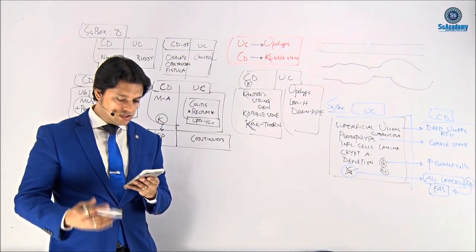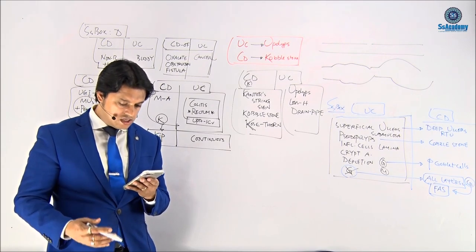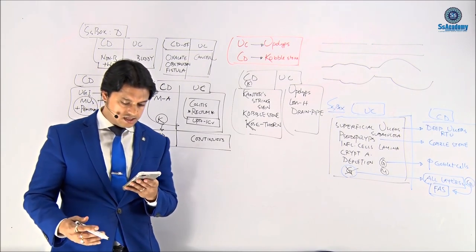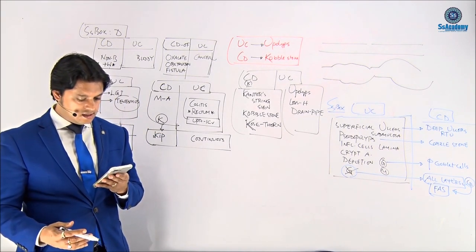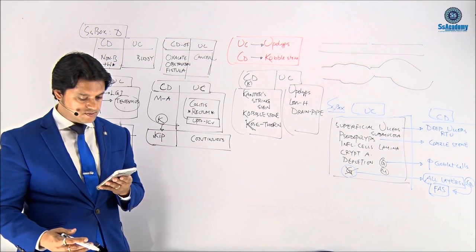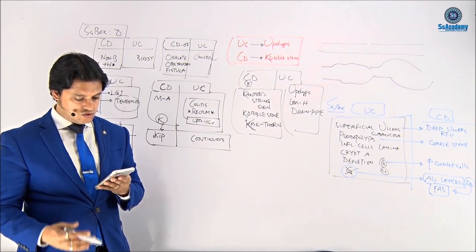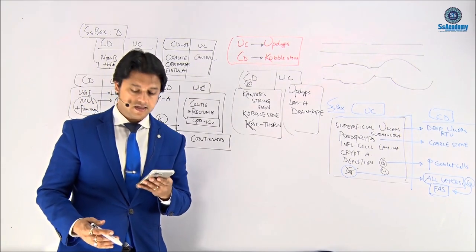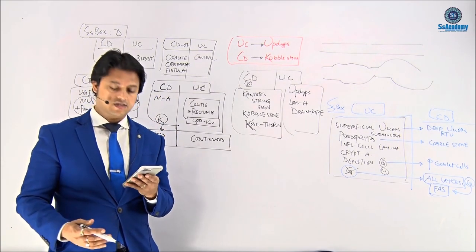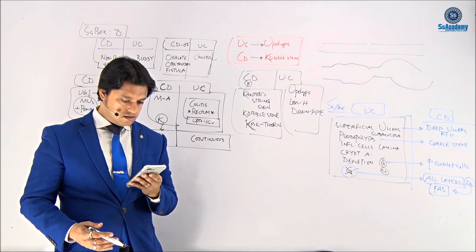Unrelated to disease activity are arthritis, polyarticular, symmetric, uveitis, pyoderma gangrenosum, clubbing, and primary sclerosing cholangitis, PSC. So primary sclerosing cholangitis is much more common in ulcerative colitis, and uveitis is more common in ulcerative colitis.